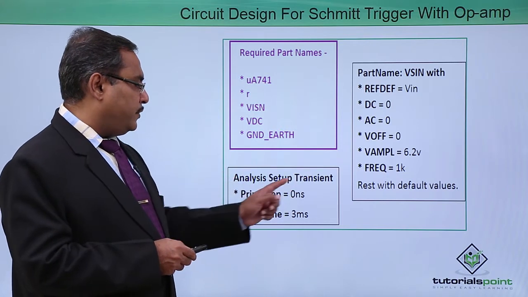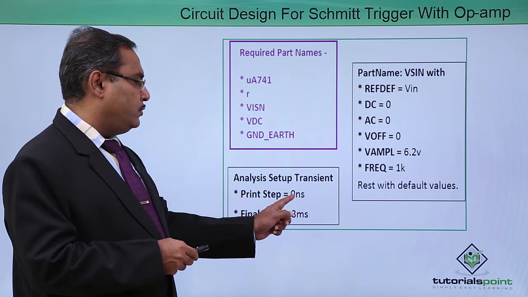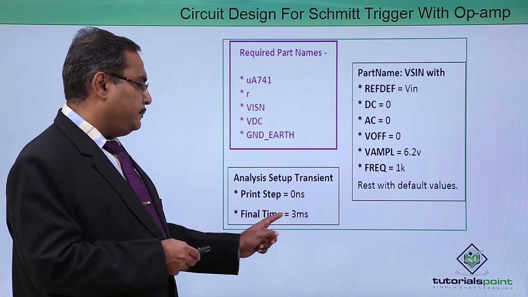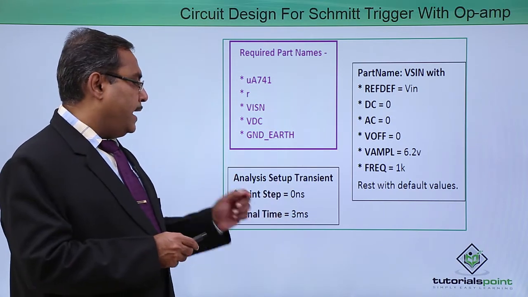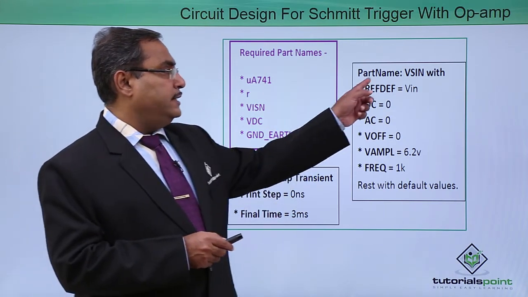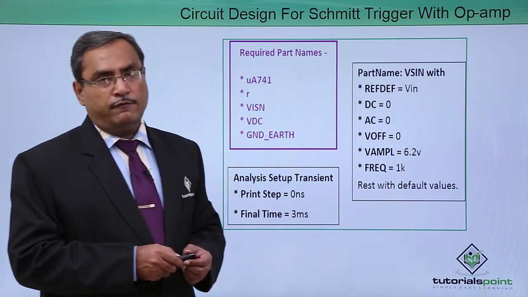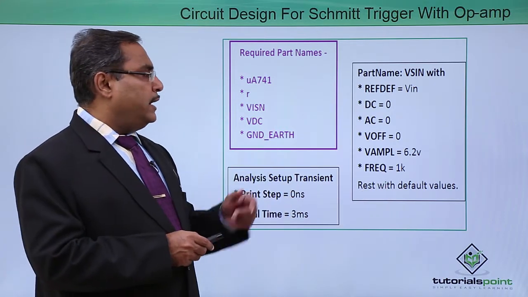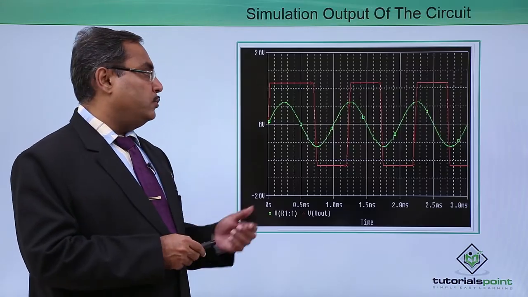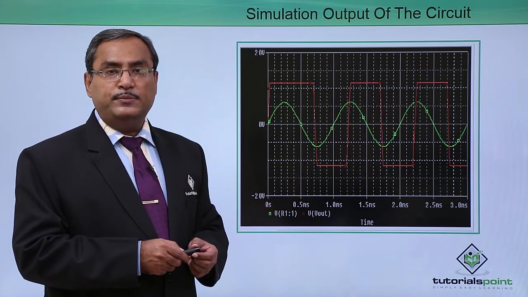So analysis setup transient: print step is 0 nanosecond and final time is 3 milliseconds. That is the analysis setup transient, and this is the parameter whatever we have set for Vsin. Now let us go for the next slide where we have shown how the simulation output will be obtained.